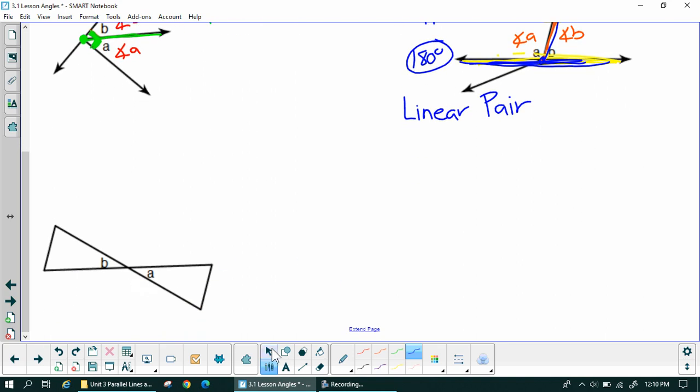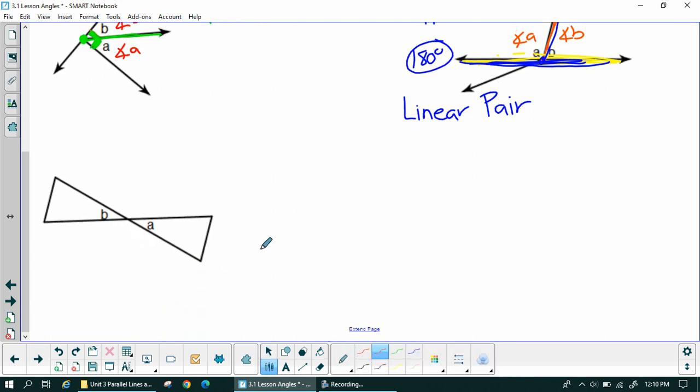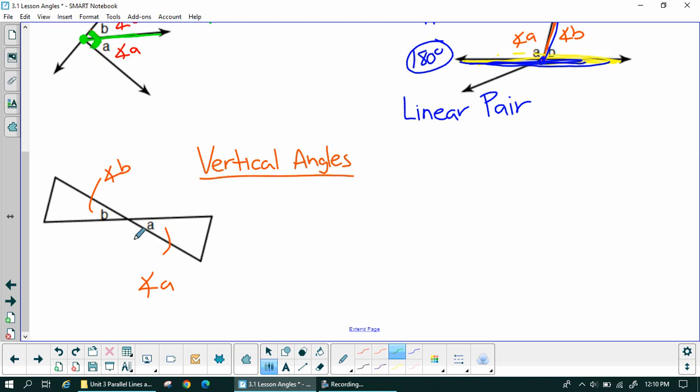My last type I'm going to talk about today is called vertical angles. These angles share a vertex. So if you look at angle B and angle A, and I'm just going to keep naming these, it's important that we name them. When I look at them, they both share this vertex. They're not considered adjacent angles because they don't share a side. So angle B is this angle, and angle A is this angle. And they're made by these two lines intersecting, and they're kind of across from each other. We call those vertical angles.